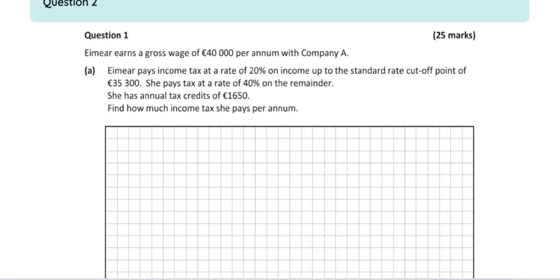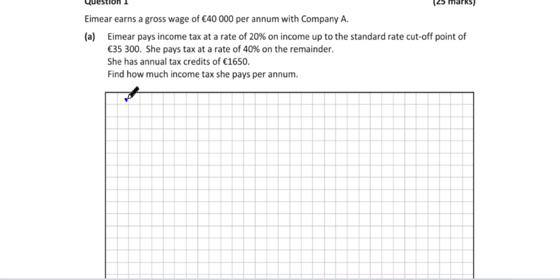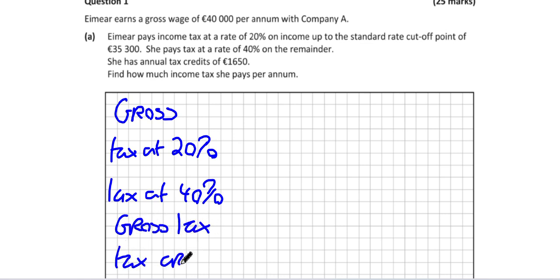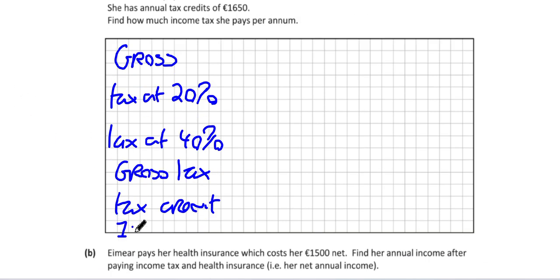We did a couple of these recently, didn't we? We had gross tax, tax at 20%, tax at 40%, gross tax, tax credit, and finally, what was the last one? Income tax, yeah.